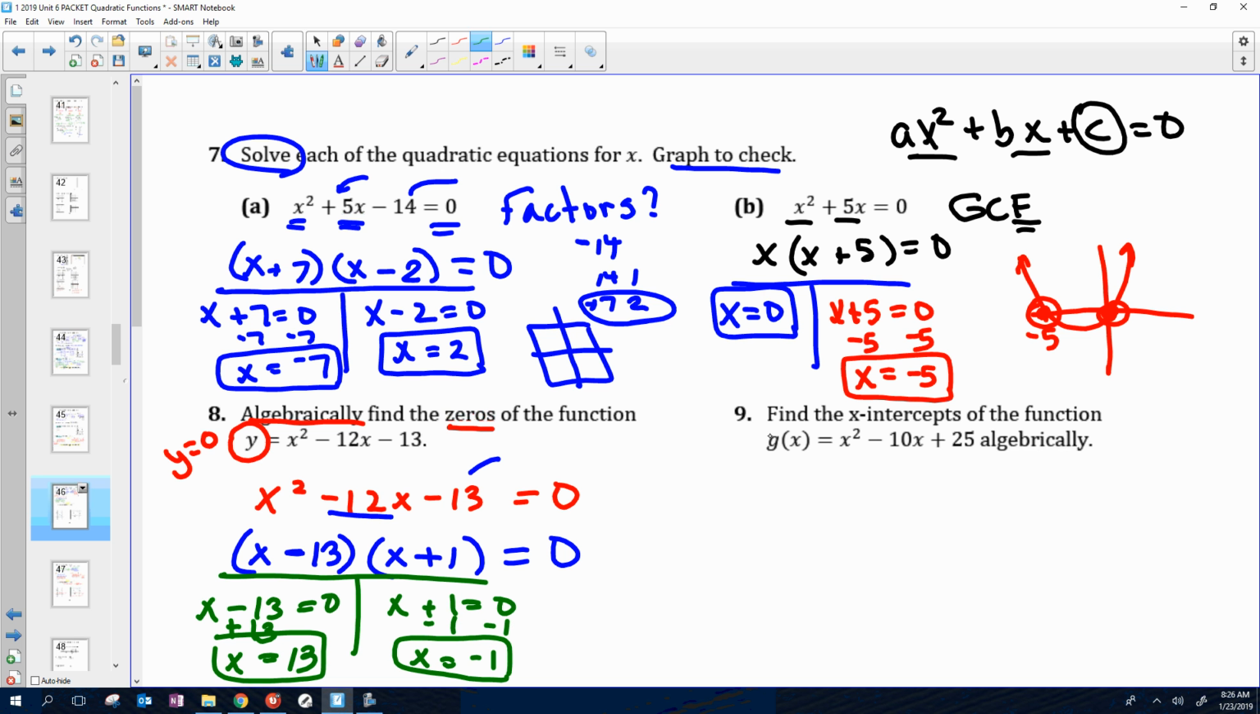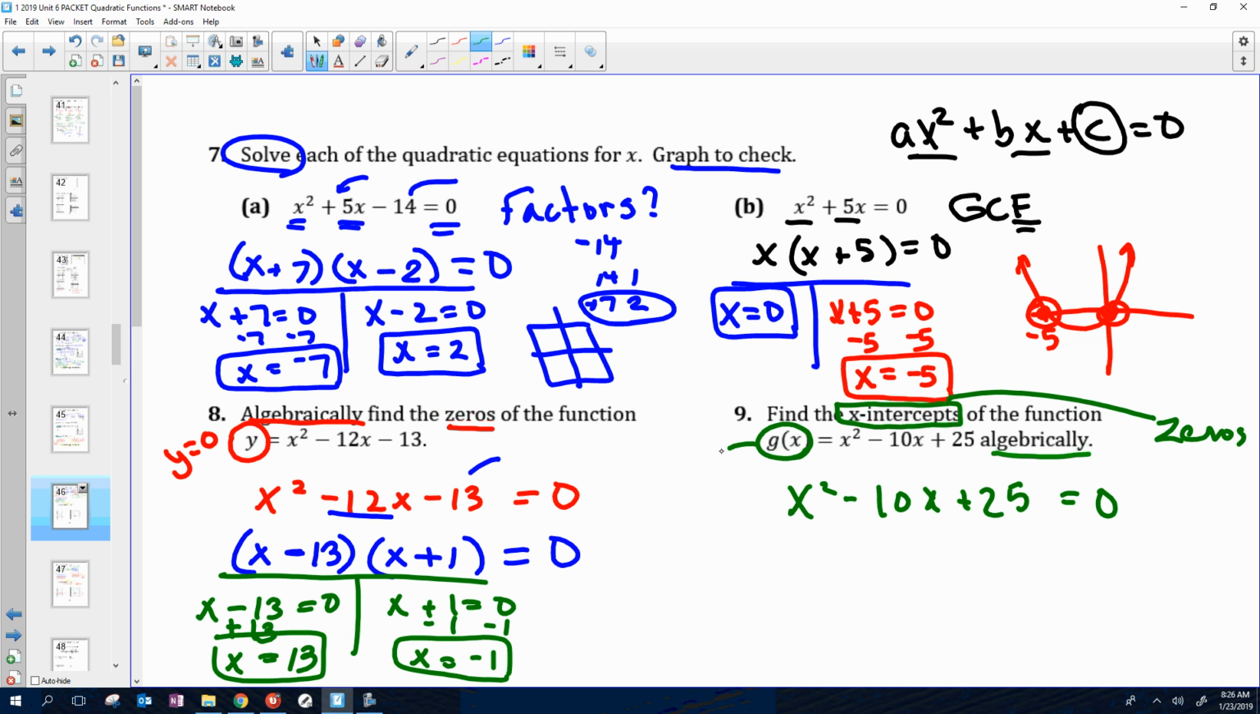Question number 9, find the x-intercepts. They are trying to trick you. Those are also known as zeros. And it says algebraically, so x squared minus 10x plus 25 needs to be set equal to 0. It's where the function equals 0. And this is easy to factor also.